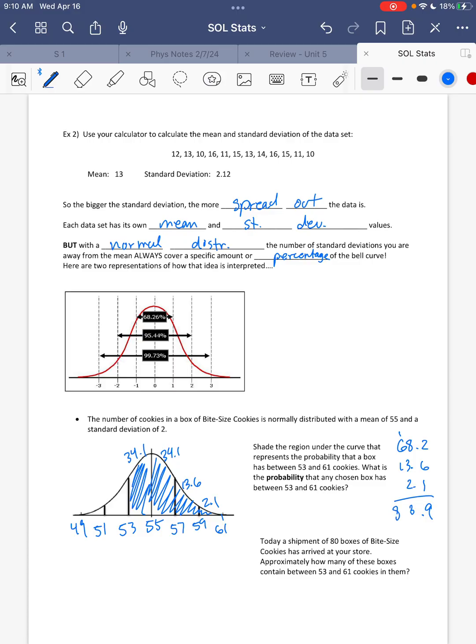So 6, 7, 8. 88.9%. So if somebody asks you a probability, though, you have to change it back to a decimal. So 88.9% would be 0.889. That would be the probability.